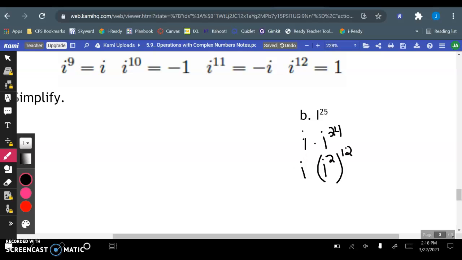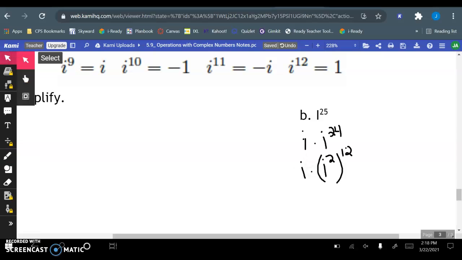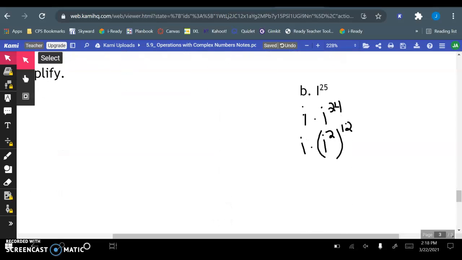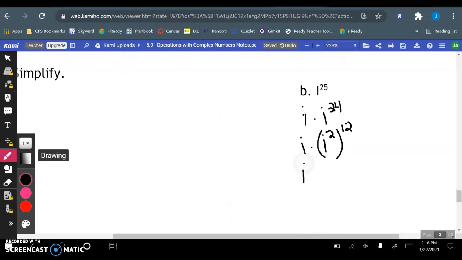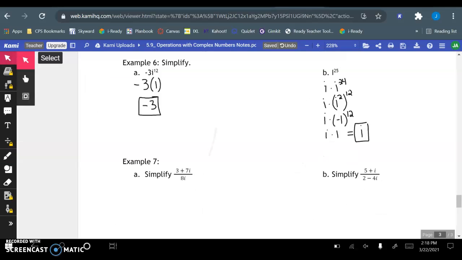And then we still have this i out here that we have to multiply by. And i to the 2nd power is negative 1. So I have i times negative 1 to the 12th power. So what happens when you have negative 1 to the 12th power? If you keep multiplying negative 1 12 times, because there's an even number, the negative sign cancels out and it's just 1. So I have i times 1, and i times 1 is just i. So i to the 25th power simplifies down to i.